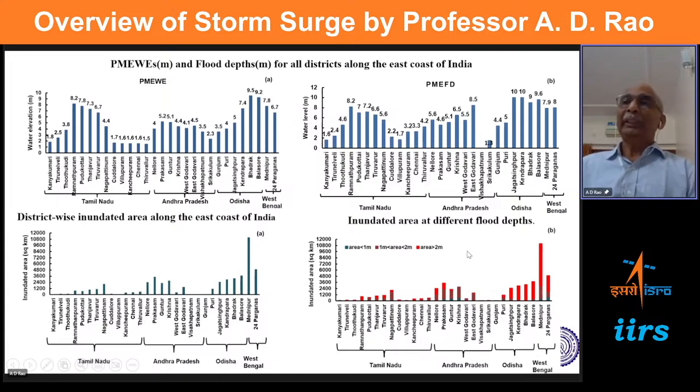Why I am making this distinction is that anything more than 2 meters is most dangerous, because the local population has to be evacuated. Very important. If it is less than 1 meter, people are not at that risk. Therefore, if the level is more than 2 meters, the area's population is to be evacuated. So for this purpose, I made a distinction between different levels of water in the inundated areas, for each district.